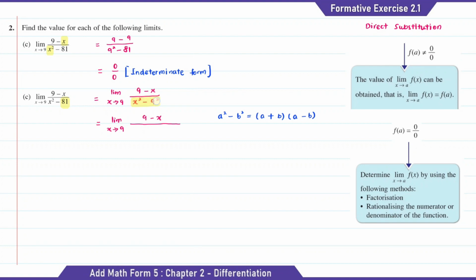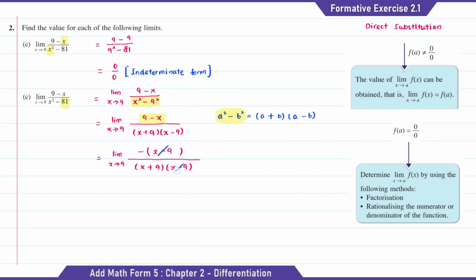Next, for the denominator part, I can factorize it using this knowledge. It will be x plus 9, x minus 9. In order to simplify this, for the numerator part, I'm going to factorize it. So here I'm going to use negative as the common factor. Then bracket, here I'm going to get negative 9 plus x. If I rearrange this, then I'm going to get x minus 9.